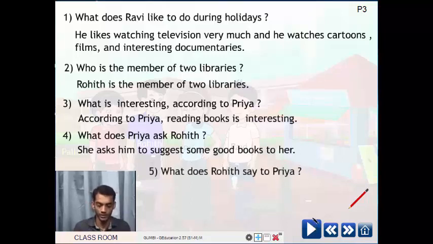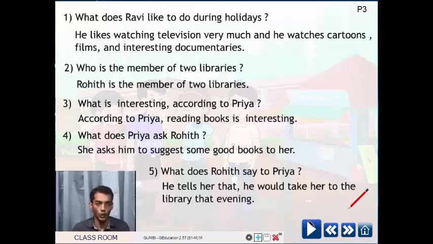The next question is, what does Rohit say to Priya? What is the answer? Rohit says that he would take her to the library that evening. Very good. Rohit tells her that he would take her to the library that evening.